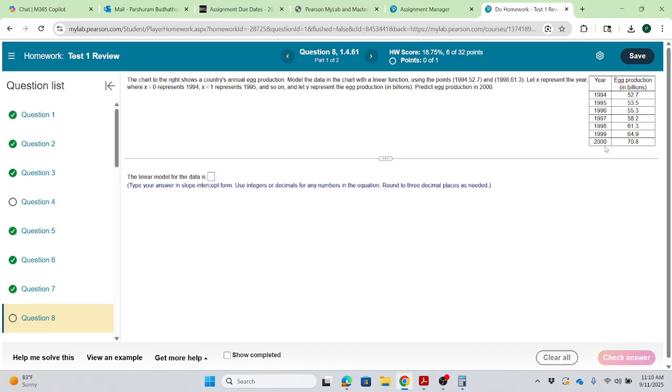Okay, here is the thing. We don't need to predict because it's already given, but they still want us to model this as a linear function and then predict it. So let's try to use their data here, 1994.